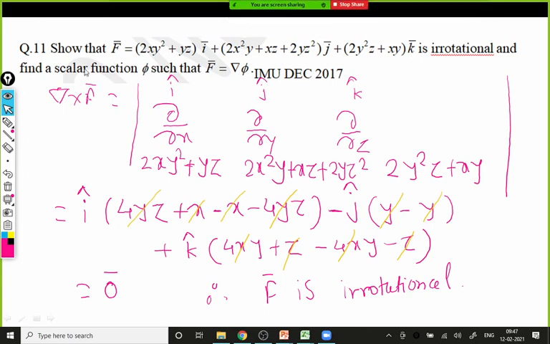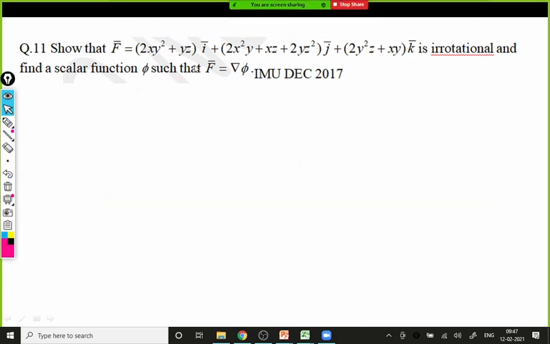Okay, so we'll move to the second part now. Our aim is to get the function phi satisfying the condition f bar equal to del phi. Which method do you want? Method 1 or 2, which one is simple? Method 2. Okay, so you want the partial derivative method. Okay, we can do that.